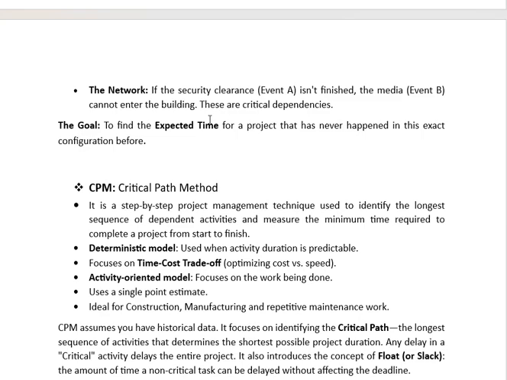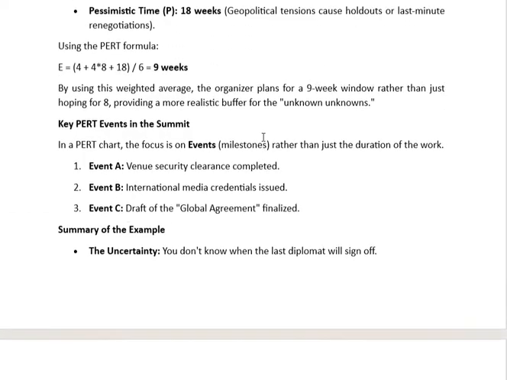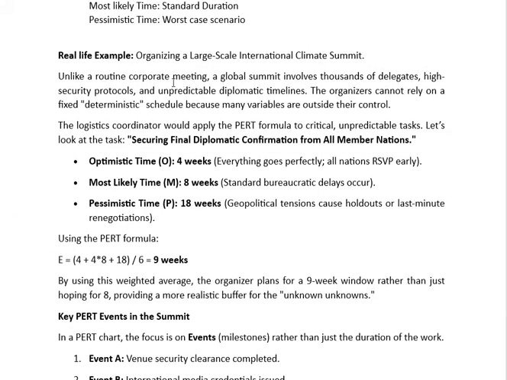The goal is to find the expected time for a project that has never happened in the exact configuration before. So, an international climate summit happened in the past, but it is a new scenario. It happened in a different way. Maybe there were 12 nations, there were fewer security checks, the uncertainty is different. So every time there is an uncertainty, we use PERT.